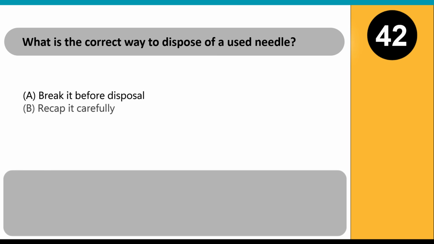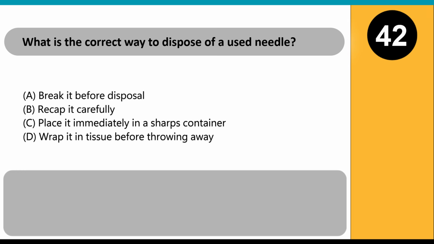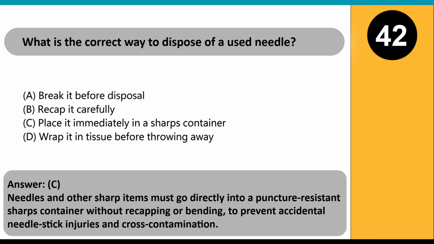What is the correct way to dispose of a used needle? A. Break it before disposal. B. Recap it carefully. C. Place it immediately in a sharps container. D. Wrap it in tissue before throwing away. Answer C. Needles and other sharp items must go directly into a puncture-resistant sharps container without recapping or bending to prevent accidental needle stick injuries and cross-contamination.